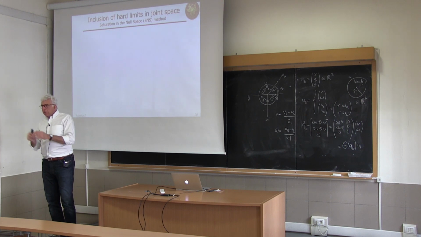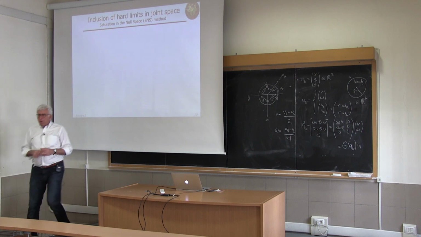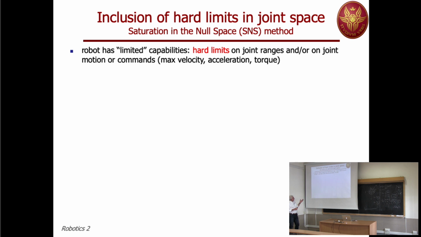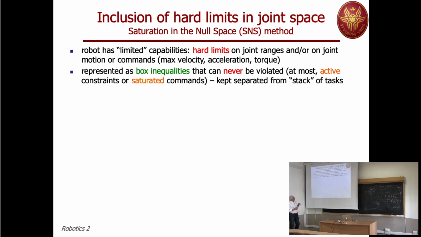Typically joint range, joint velocity limits, and if possible joint acceleration limits, of the box type. So an upper and a lower bound for each of these variables. This means that our robot has limited capabilities: maximum velocity, maximum joint range, acceleration. We can develop this also at the torque level. We have seen how to move things up to the acceleration and thus to the dynamic torque bounds. So we assume that these limits are box inequalities. They should never be violated, and they are not put into the stack of tasks.